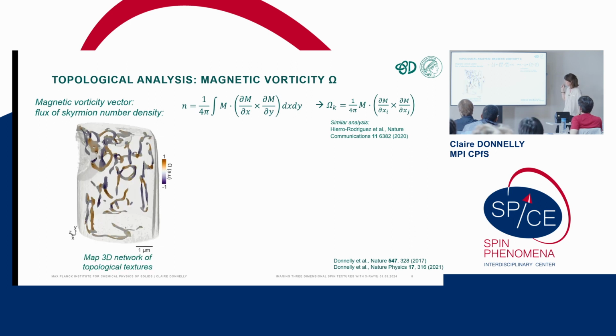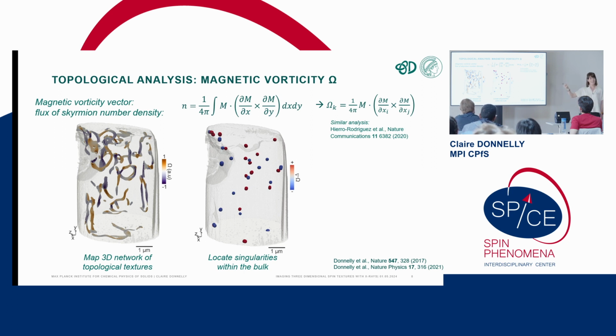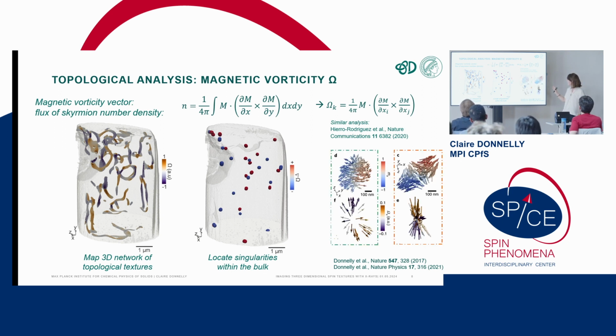With that, we can first of all map 3D networks of topological textures. Within the bulk of this 5 micrometer wide ferrimagnet, we have the cores of vortices and anti-vortices. But we can go further and plot regions where we have an abrupt change in topology, i.e. the presence of these Bloch point singularities. Indeed, where we have a sink or a source of our vorticity vector, we'll have a Bloch point or an anti-Bloch point texture.